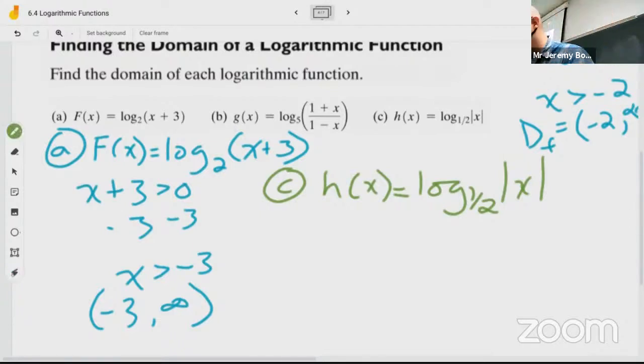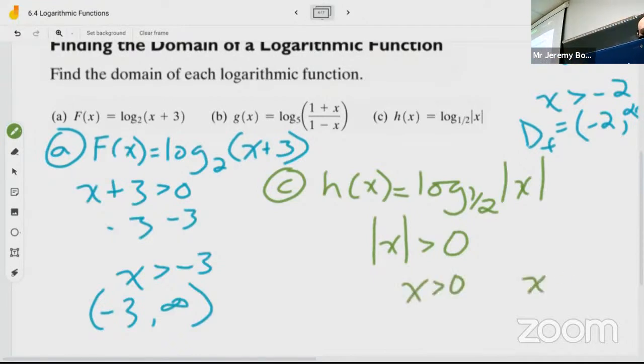No? Okay, let's see. If you remember, back in the day, seems like forever ago, but we talked about inequalities with the absolute value, right? We said if you have the absolute value of something greater than 0, you're going to write that as two separate ones. You're going to say, well, x could be greater than 0 or x could be less than 0.